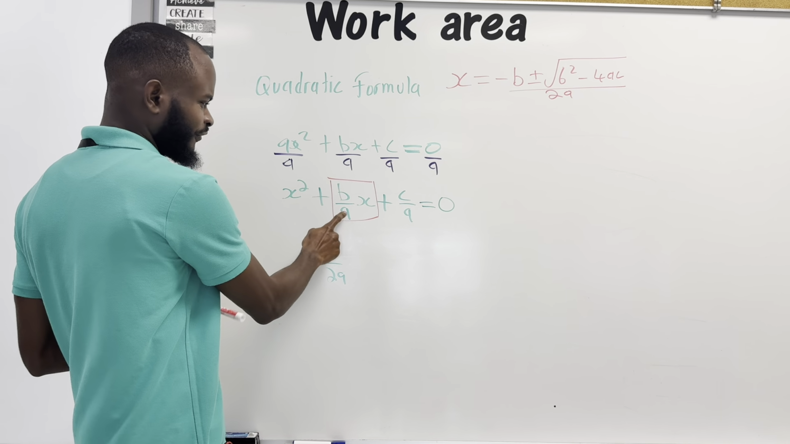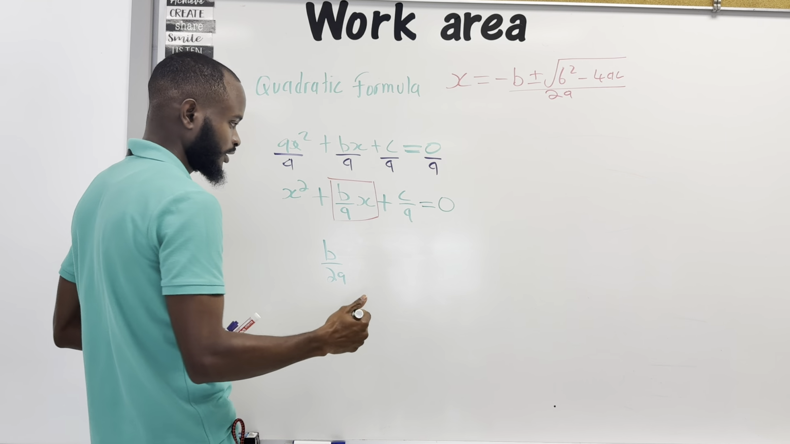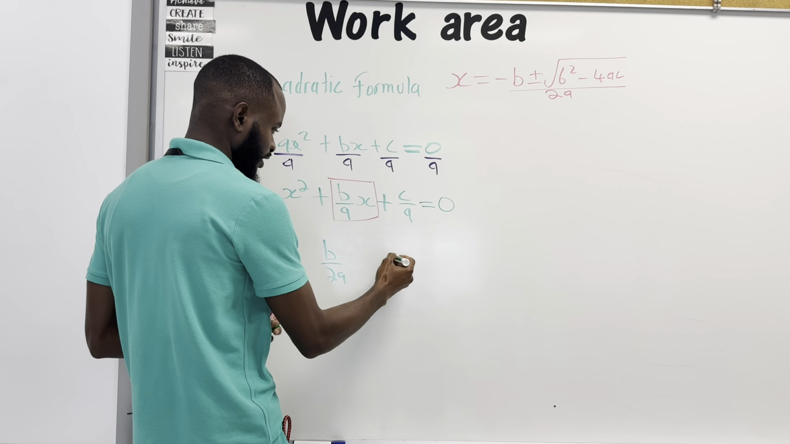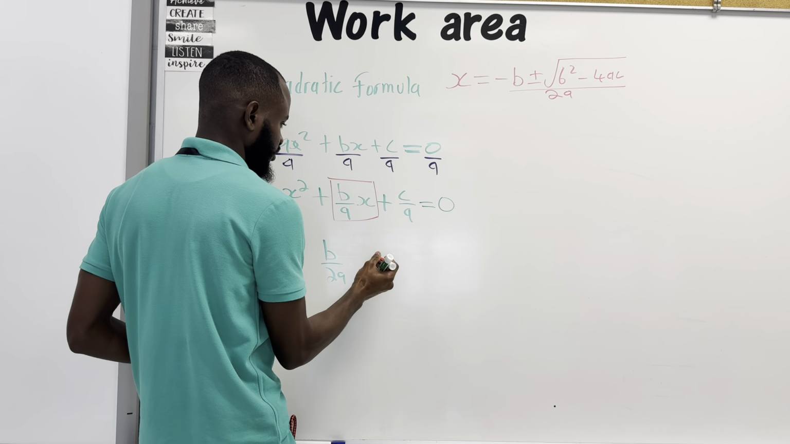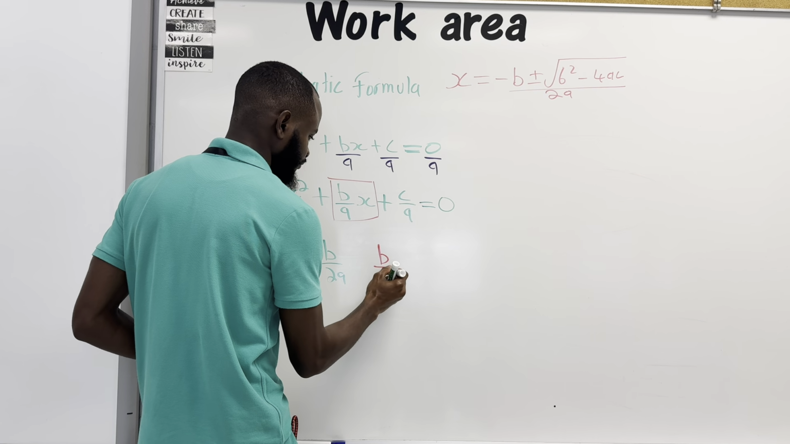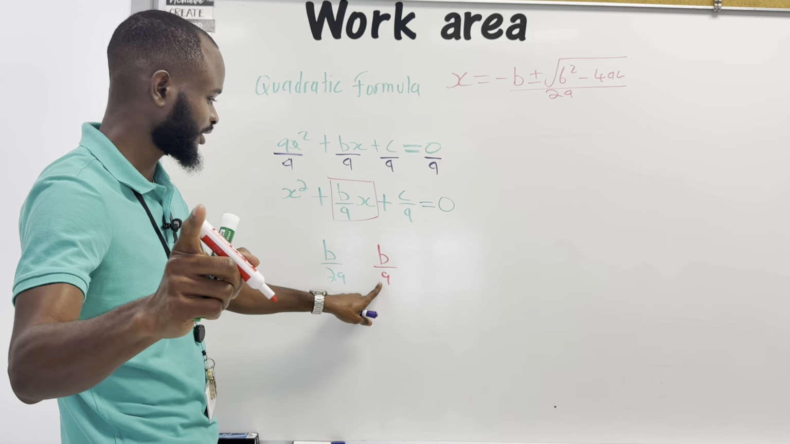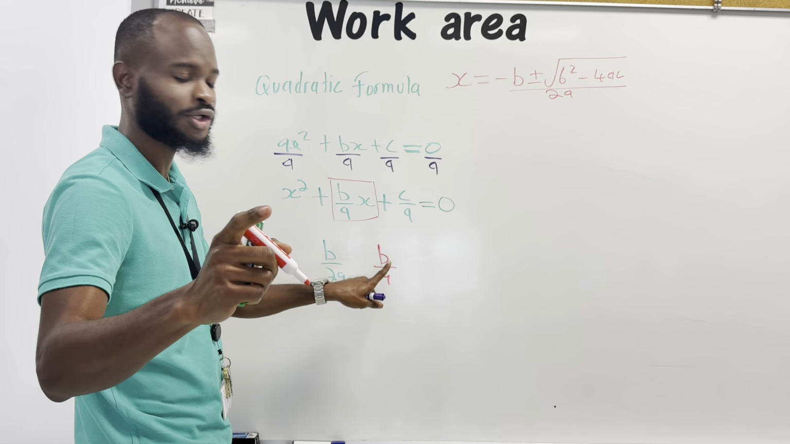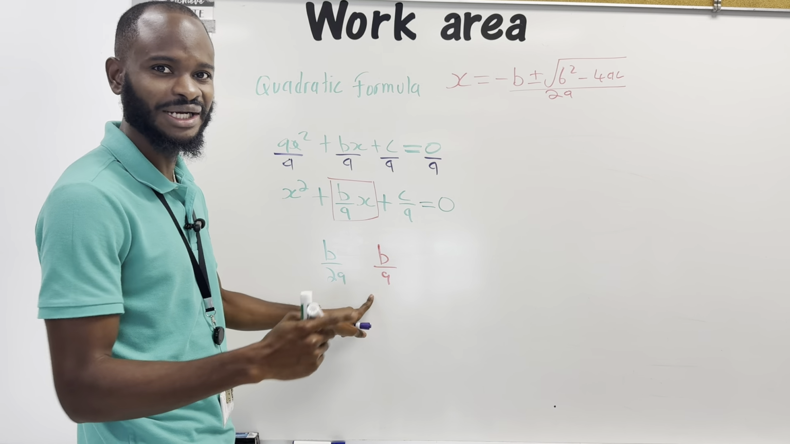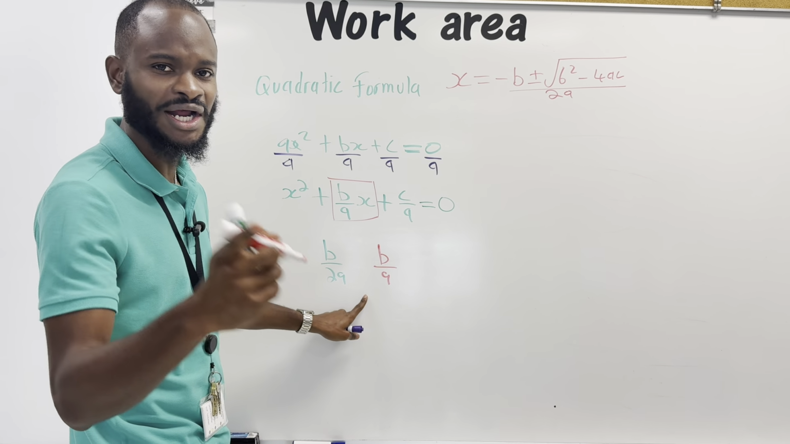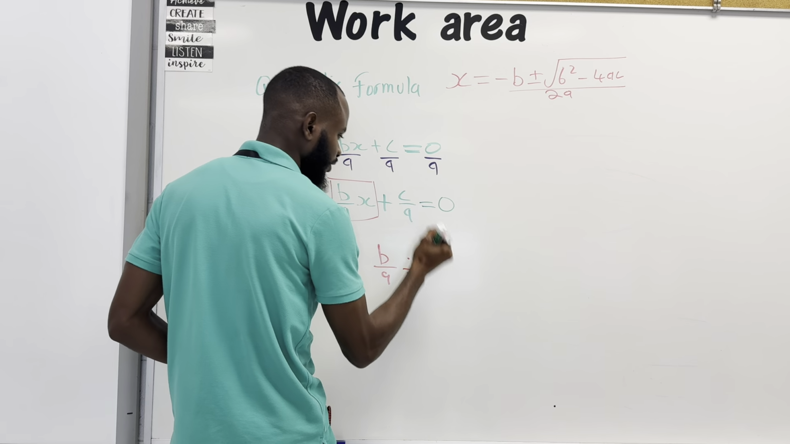Now, the coefficient of x is b over a. Let me write in a different color. Coefficient of x is b over a. And we just made mention that when you're halving something, you either divide it by 2 or multiply it by a half. So we're going to divide it by 2 just to see how that 1/2 comes into play.